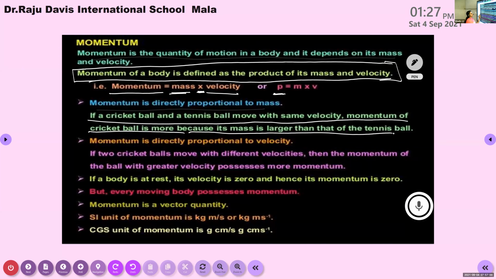The second one: momentum is directly proportional to velocity. Suppose we consider two cricket balls with the same mass, but they are moving with different velocities. Then the cricket ball with the greater velocity possesses greater momentum. Momentum will be greater for the cricket ball that is moving with a larger velocity.